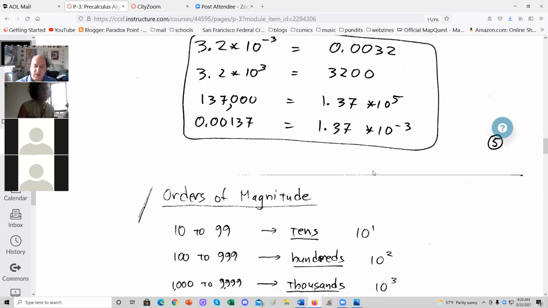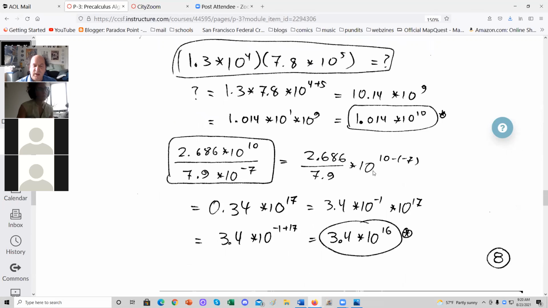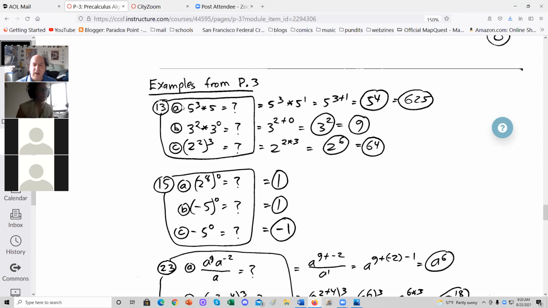Now let me see, let's jump forward a bit, shall we? So for example, 5 to the third times 5 to the 1, that's 5 to the 3 plus 1. That's 5 to the fourth power, which comes out to 625. Oh, by the way, I must confess that it's a little bit too easy to confuse 5 to the fourth power with 54, and they are very, very different things.